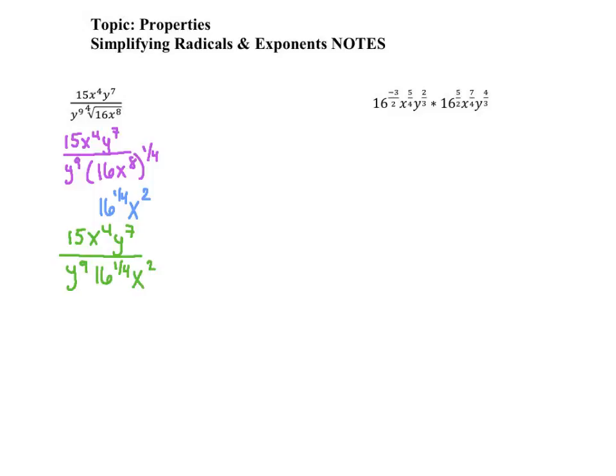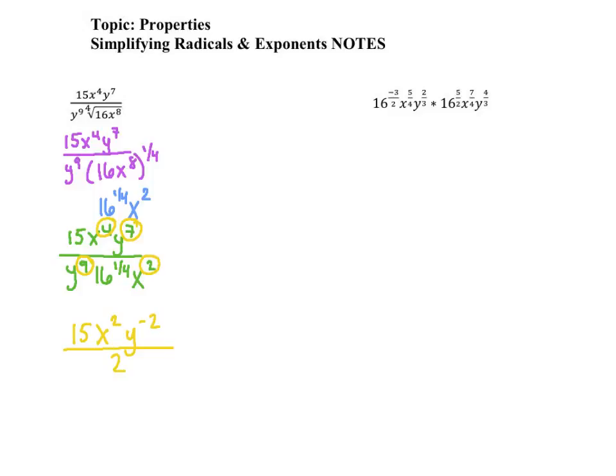So to go through and simplify this, let's look at the variables first. Take a look at the x's. So I'm going to have 4 minus 2, and that's just going to be x squared. Now, taking a look at the y's, I have 7 minus 9, and that's going to be negative 2. I'm going to bring the 15 down here, and then the 16 to the 1/4, I'm going to take my calculator and do 16 to the 1/4, and I'm going to get 2 as my answer.